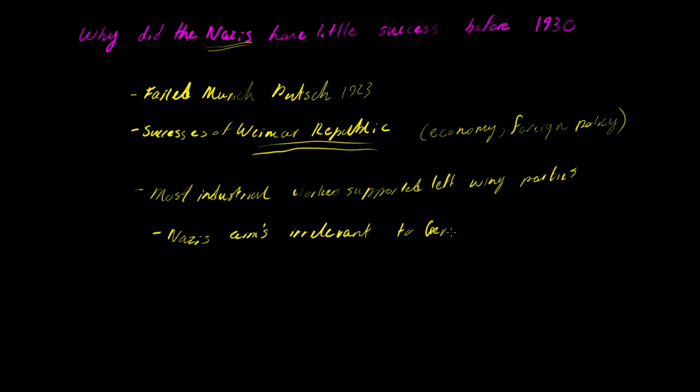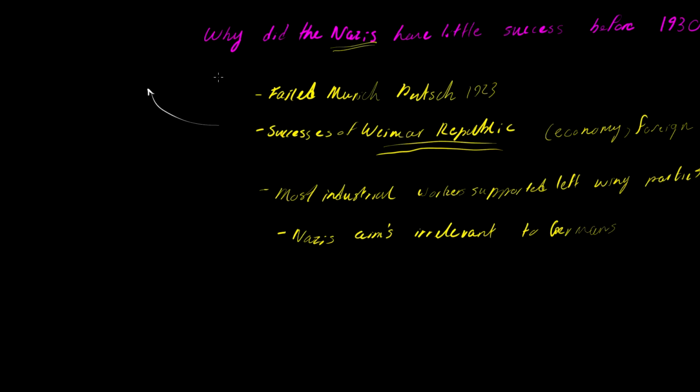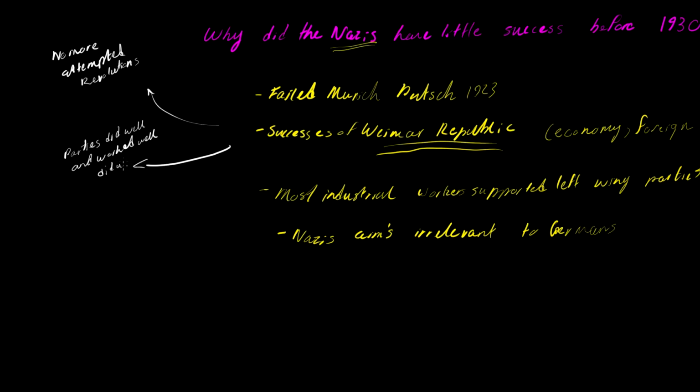And to just expound upon these ideas, if we're looking at the successes of the Weimar government, in particular, I want to focus on the fact that there were no more attempted revolutions. The parties that supported the Weimar democracy did well and worked well together. So they formed coalitions, there were less frequent elections, and it was generally just more successful.